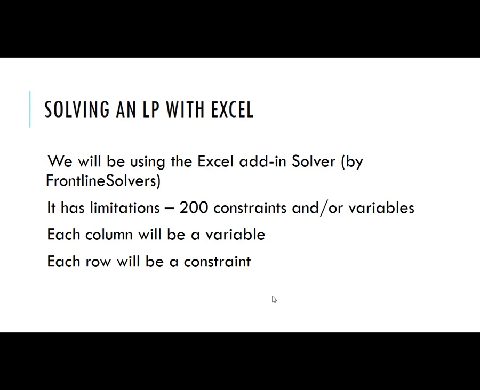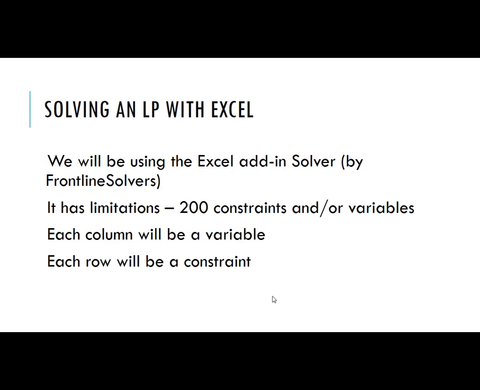So we've seen formulations for two different examples, the clothing example and the Galaxy toys. Both were product mix. Both were very simple because they only had two variables. So the next thing we want to do is actually try to solve these two problems using Excel. So we're going to be using the solver add-in in Excel.